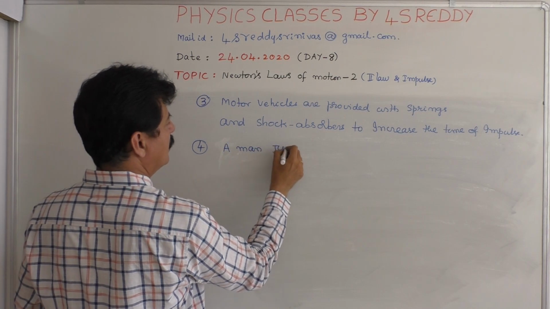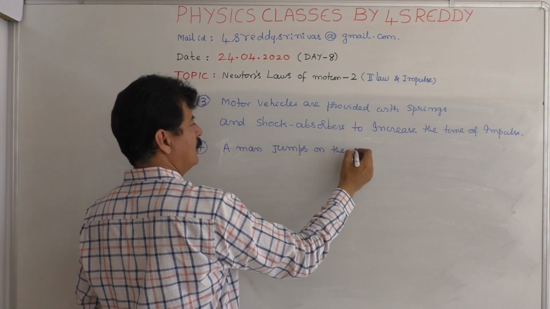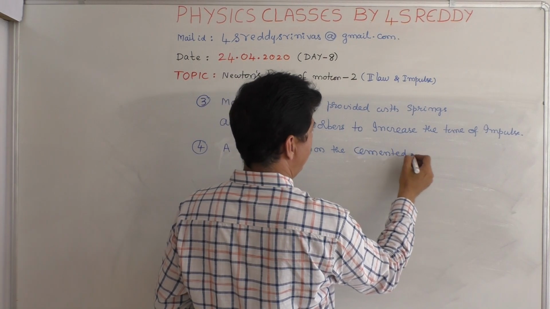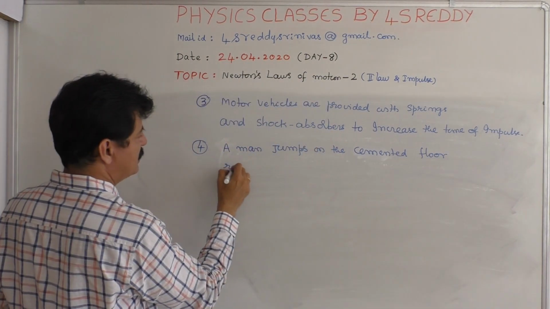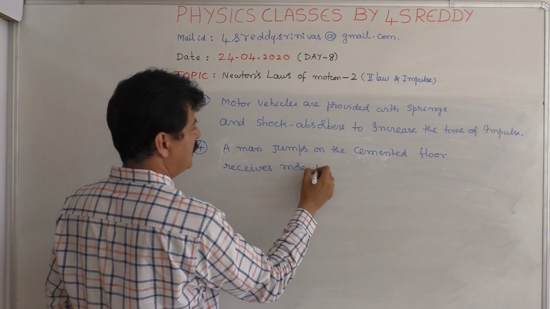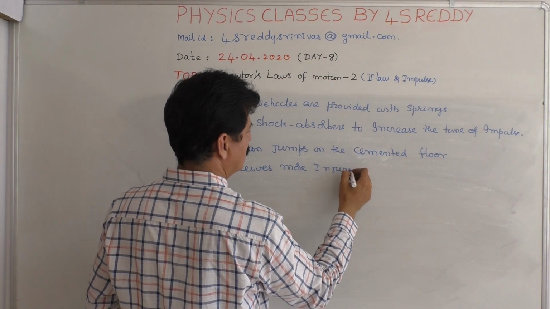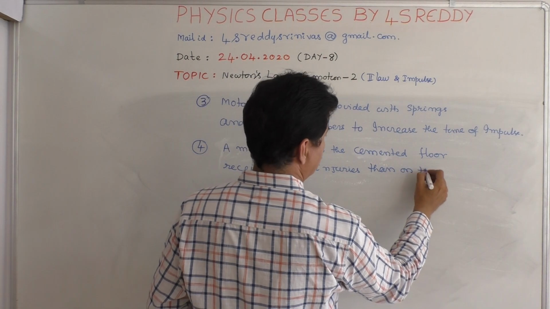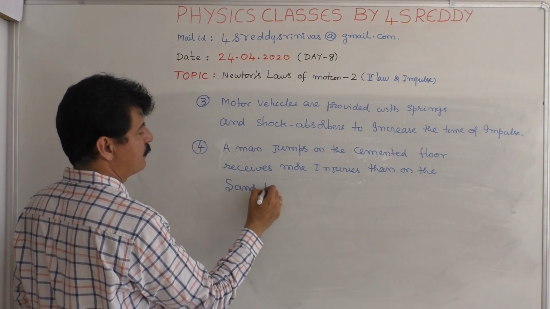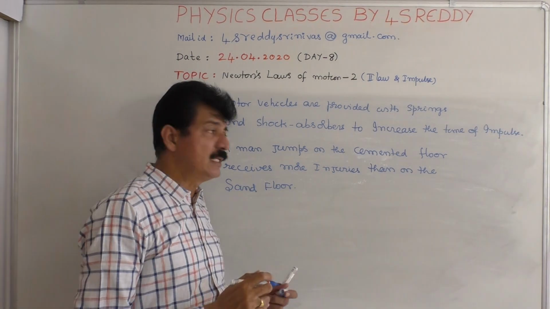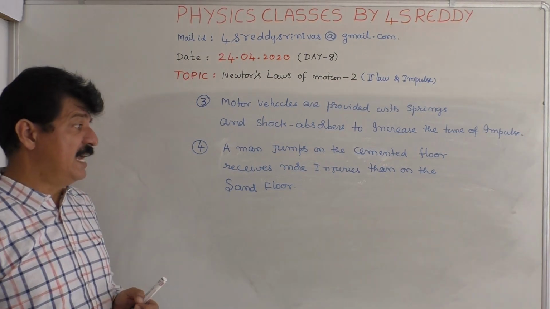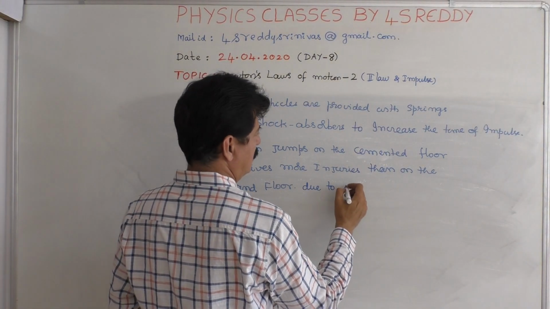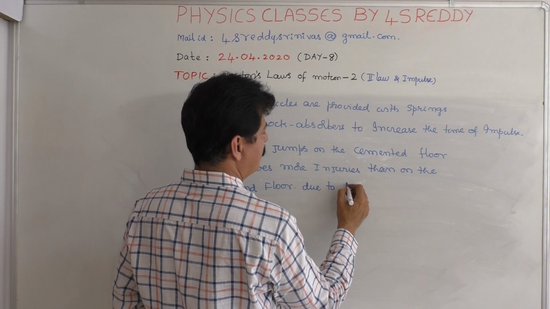And also, a man who jumps on the cemented floor receives more injuries than on the sand floor, due to the time of impulse.